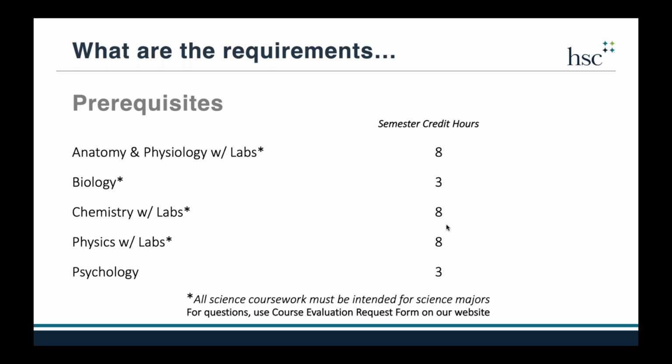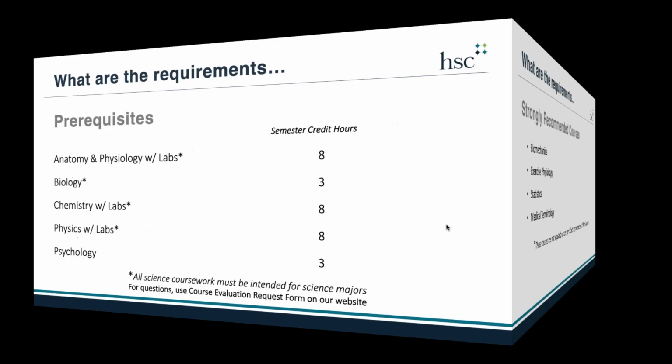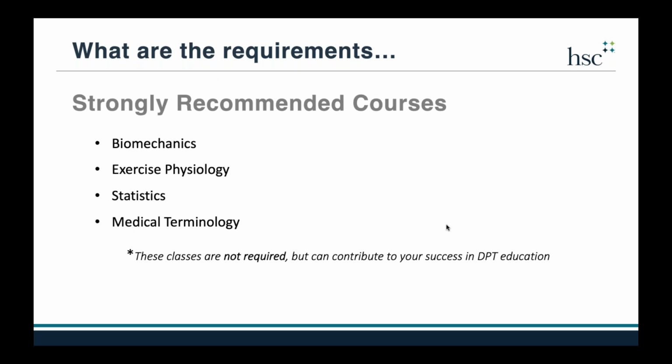Either route through AMP is fine as long as it's intended for science majors. And again, if you're unsure if it's intended for science majors, just use that web form on our admissions website and get a definitive answer from one of the counselors in our office. So those are the prerequisites that have to be completed. Those courses are non-negotiable. We do also have a list of strongly recommended courses.